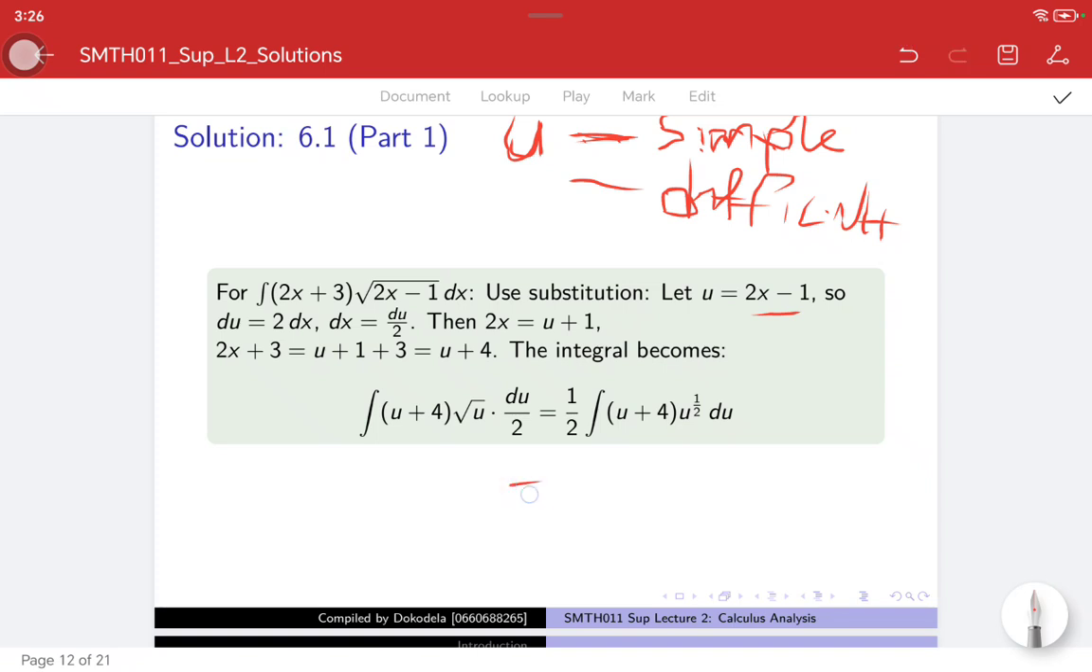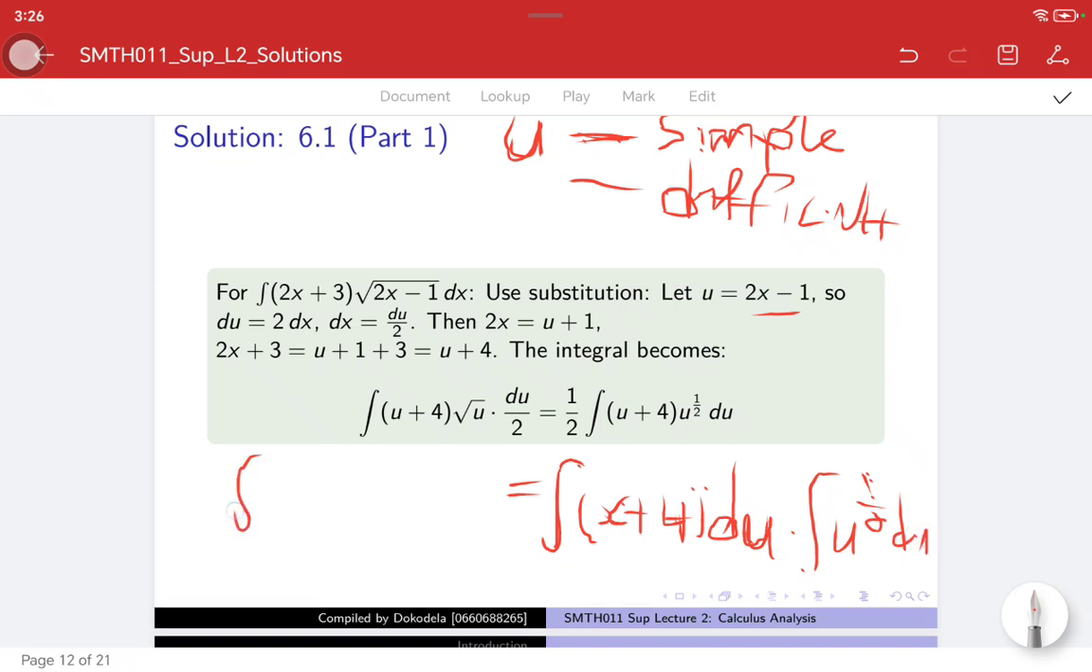Another thing, we are not allowed to write our integral like this. I know some can do it, but we are not allowed to write our integral like this. You can't do that. You must simplify first for you to integrate.